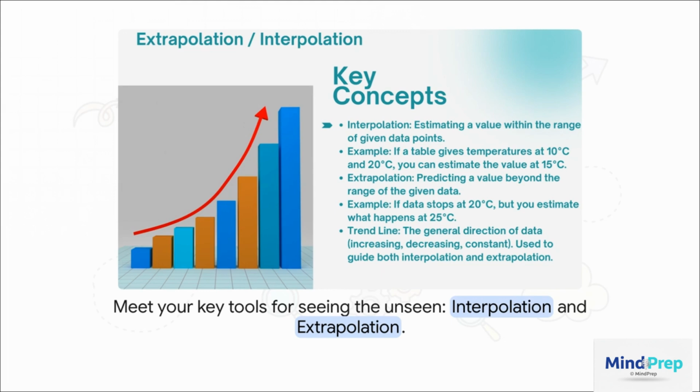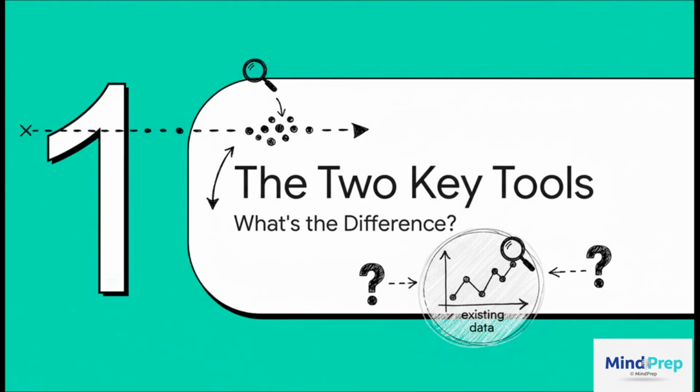I love this analogy. Think of interpolation as being a detective. You're piecing together clues inside a timeline you already know. Extrapolation, though, that's more like being a futurist. You're looking at the patterns we have now to predict what's just over the horizon. You really need both to see the whole picture. All right, so what's the big difference between these two? It's actually super simple. It all boils down to one question. Are you looking inside the data you have or beyond it?